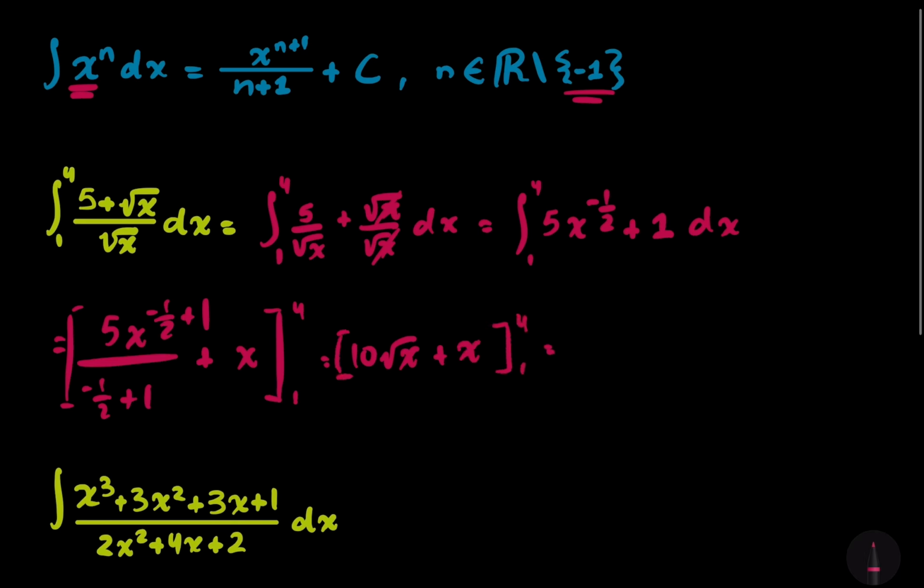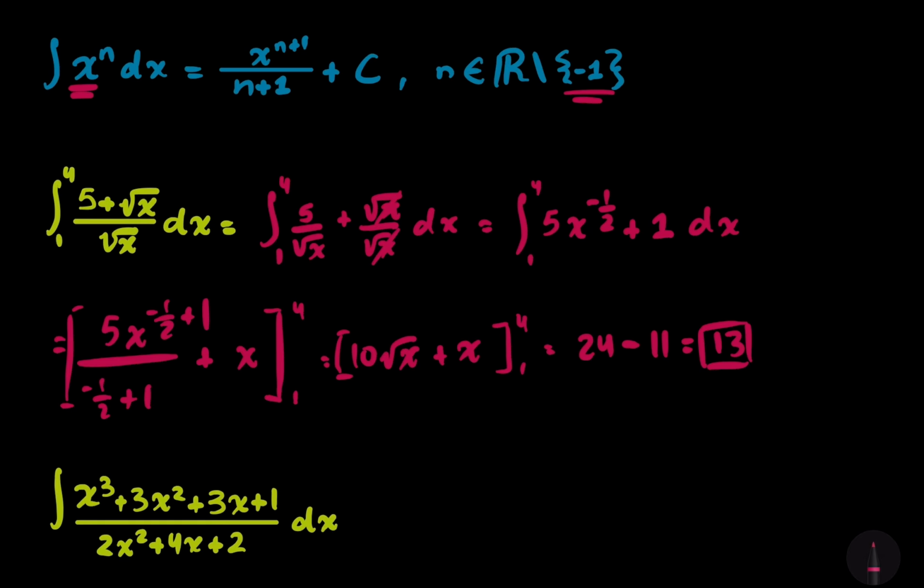When we evaluate it at 4, we get 10 square root of 4 plus 4, which is going to be 20 plus 4, so that's 24. And we're going to subtract it from 10 square root of 1 plus 1, which is just 10 plus 1, which is going to be 11. And so we end up with 13, and that's our final answer right over there.